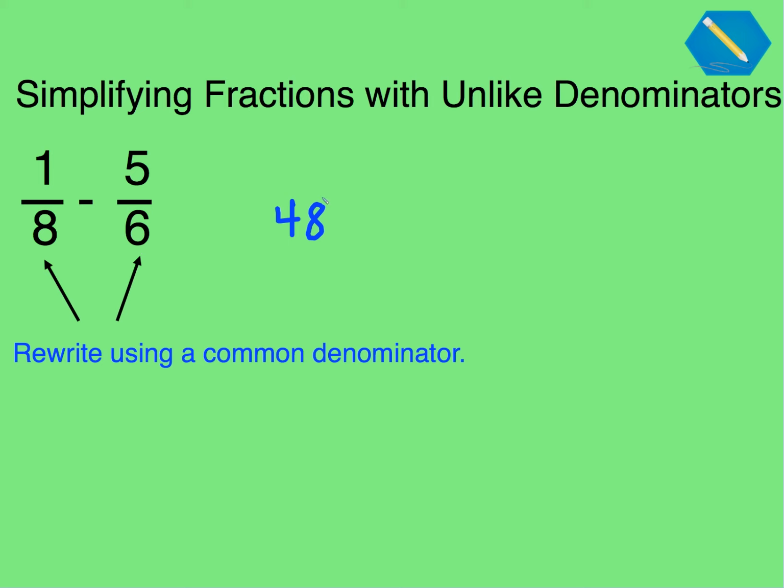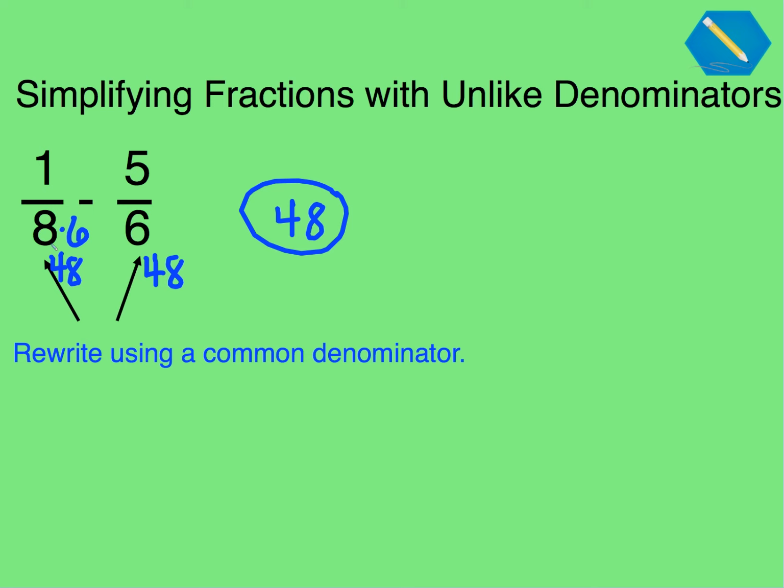Now what we need to do is get both of our denominators to be 48. Okay? So we want 8 to change into a 48, and we want 6 to change into a 48. First, let's just look at that 8. How can we make 8 change to 48? Well, obviously, we just did it. We need to multiply by 6.